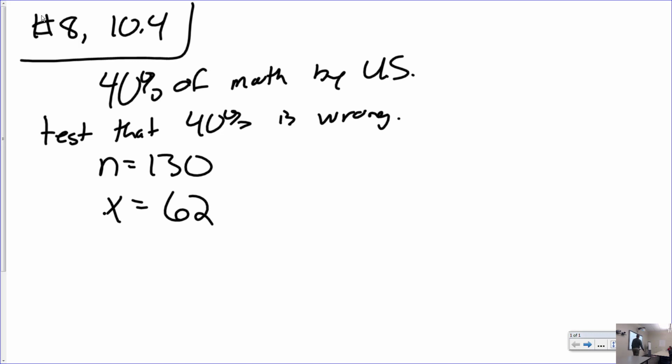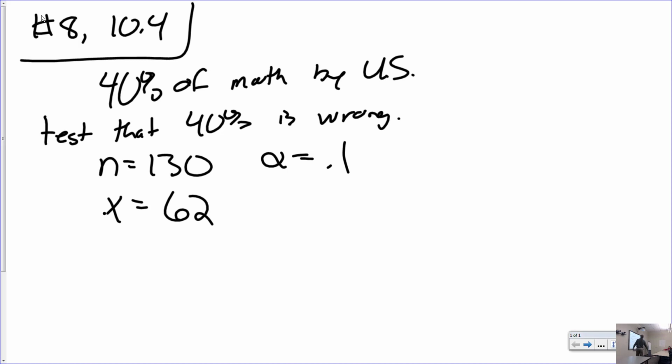Does the survey support the mathematics chairman's claim that the percentage is no longer 40%? Use a 0.1 level of significance. Alpha of 0.1.